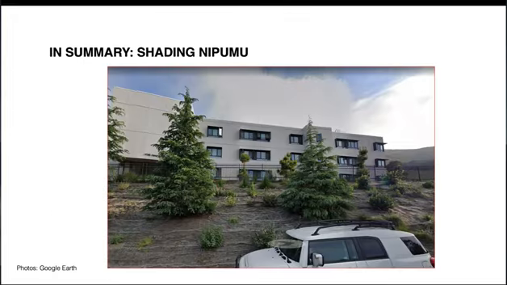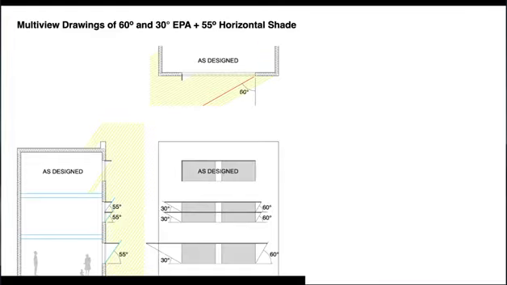So in summary, we have created a more effective shading strategy for Nipumu. I wish they'd hired us, right? So here's a multi-view drawing of what we've designed. So this is how it's designed currently. And what we've done is we've extended this vertical fin, which you'll see on the next side. And we've changed the overhang to be a little bit longer to block that high angle sun.